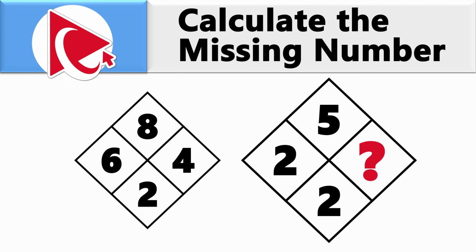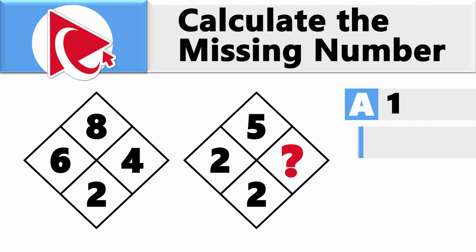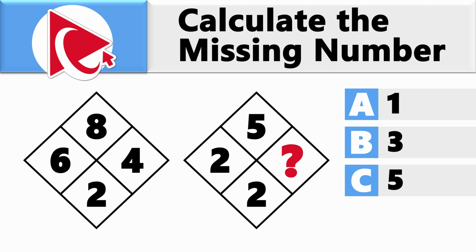And in the second diamond, numbers are 5, 2, 2, and then comes the missing number, which you need to calculate and select out of 4 possible choices. Choice A, 1. Choice B, 3. Choice C, 5. And last but not least, choice D, 7.